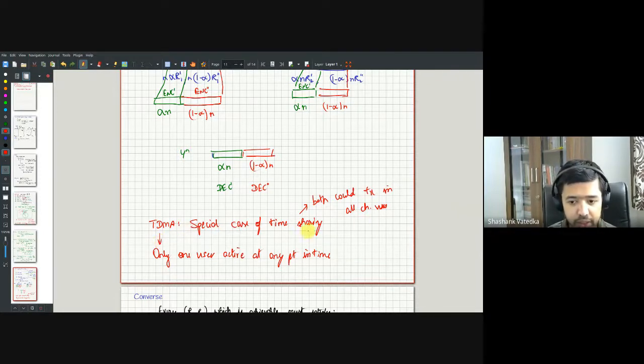Whereas in time sharing, it's much more general. So both users could talk in the first alpha n channel uses, but they use one particular set of encoders and decoders. And for the remaining 1 minus alpha n channel uses, again, both users could simultaneously talk, but they use a different set of encoders and decoders. Right?